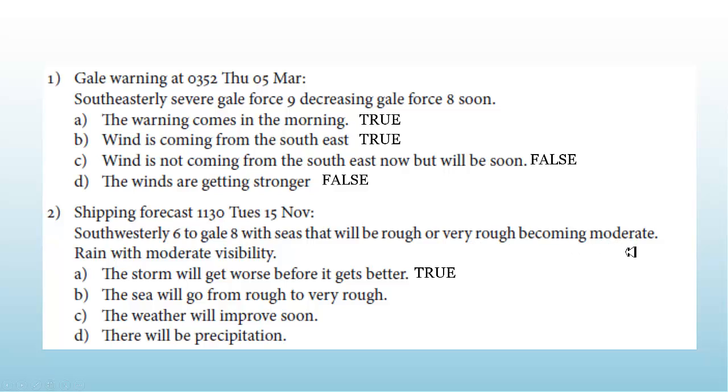Okay, so it's going to get worse and then it's going to get better. The sea will go from rough to very rough. Well, it doesn't say it's going to go from rough to very rough. It says those seas will be rough or very rough. So no, that's false. The weather will improve soon. It says becoming moderate. So yeah, true. There will be precipitation. Rain is a type of precipitation. So yes, true. Okay, great.